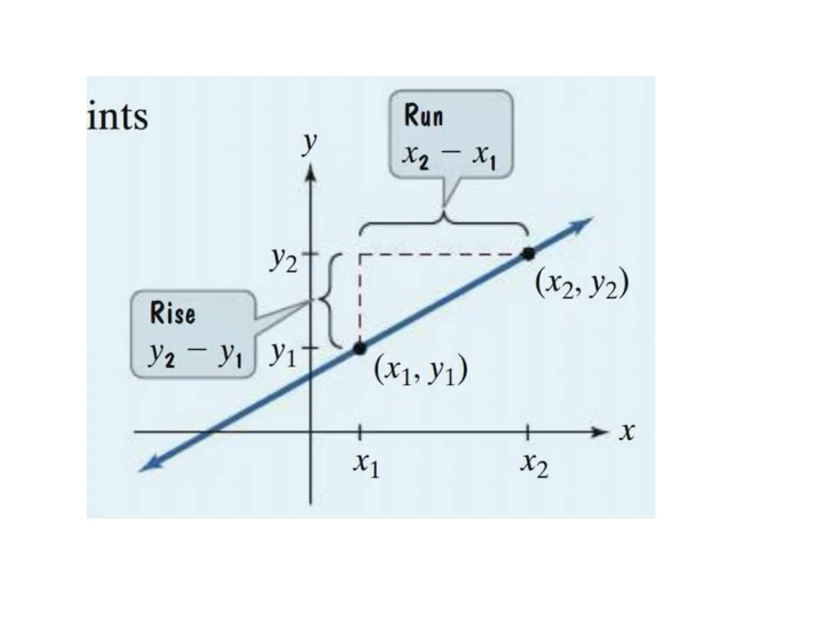This picture summarizes how we calculate slope. Rise over run. Our rise is the change in y, y2 minus y1. Run is the change in x, x2 minus x1.